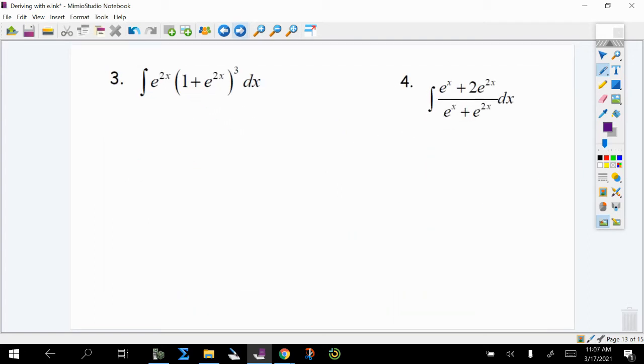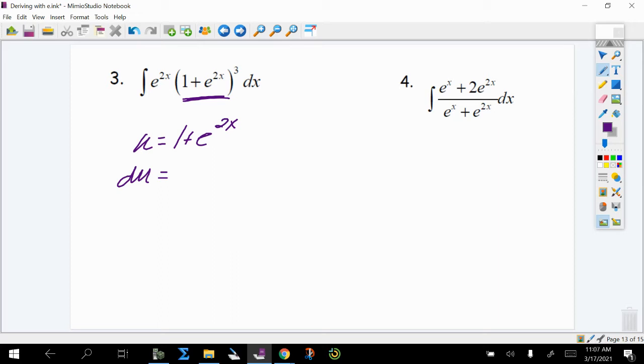Showing you some that are a little different. Obviously, they have e's in them, which is why they're in today's lesson, but they're not an e to the u form. So this first one is an example of when you have a power rule, because your inner piece is actually a piece that's being taken to the third power. So your u is 1 plus e to the 2x. You're going to see these whenever you have something in parentheses to a power, or something under a radical, or something in the bottom under a power under a radical.